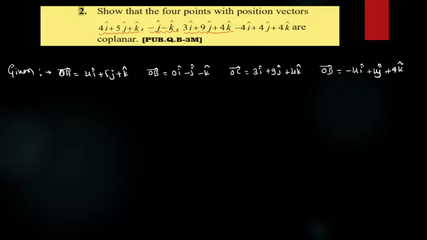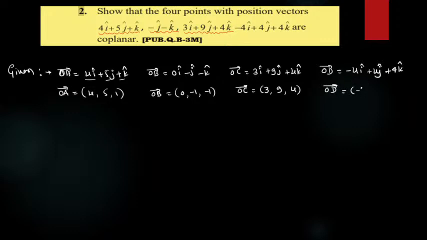To make it easy, you write this as point A. Write OA in point format, that is 4, 5, 1, simply the components. Then write OB point-wise, that is 0, -1, -1. Write OC with its i, j and k components, and OD as -4, 4, 4. If you have the 4 points A, B, C and D, as I told you, first you find AB, AC and AD.